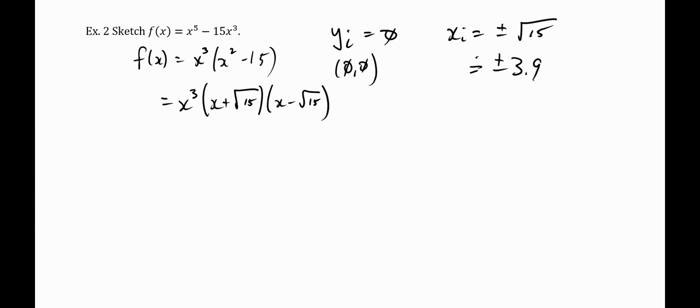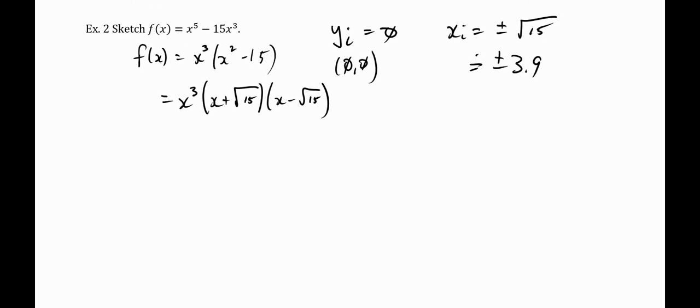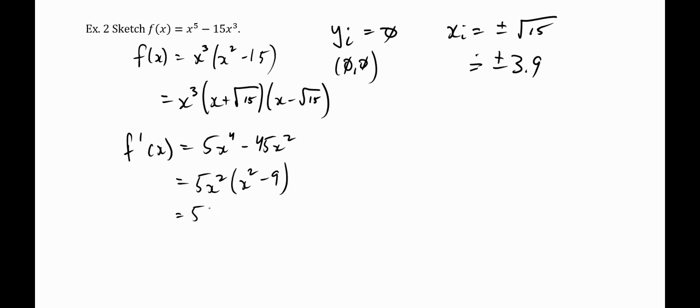Okay. All right. So we got that done. We can take the derivative. 5x to the fourth minus 45x squared. And again, I'm going to factor this. So I can pull out a 5x squared, and I get x squared minus 9. And so see how this one factors pretty simply. There we go. And we can start building our table.